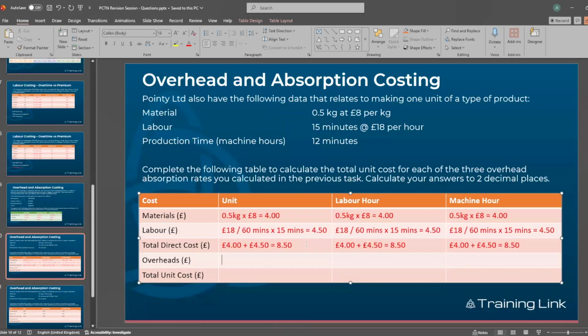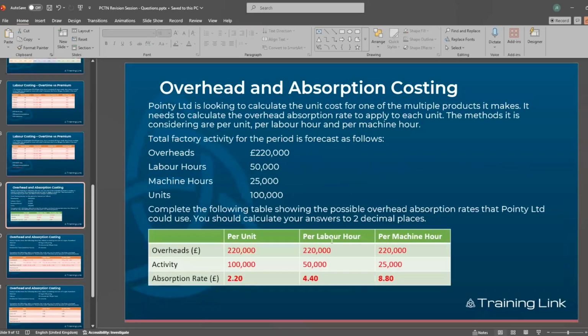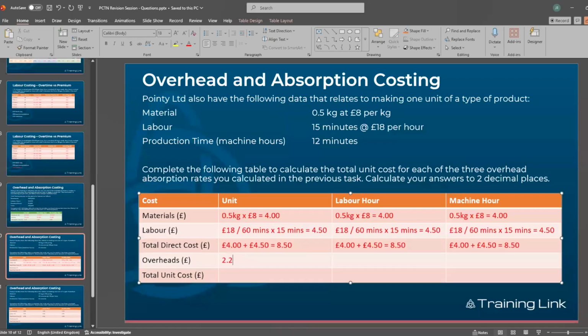So this is like when I was saying before about our direct costs and how much it costs to make a product. We've got our total direct costs. So it costs £8.50 to make this one unit that we're referring to here. Now we need to look at how we allocate our overheads. This is where we go back to our overhead absorption rates. Because on a per unit basis, we've got an absorption rate of £2.20. So for the unit one, there's no calculation that we need to do.